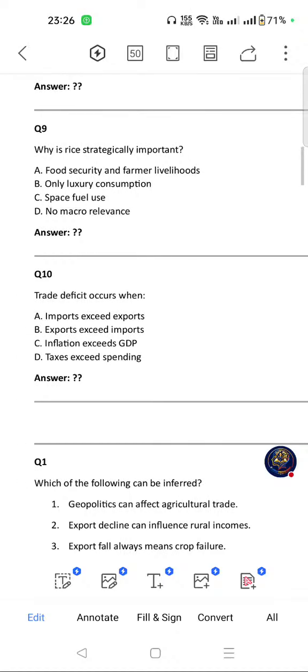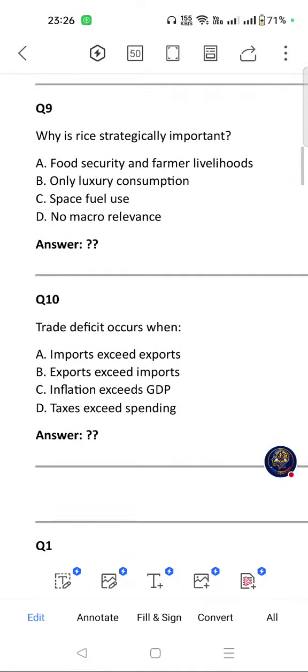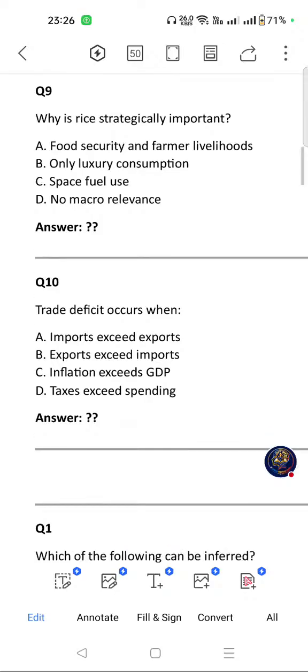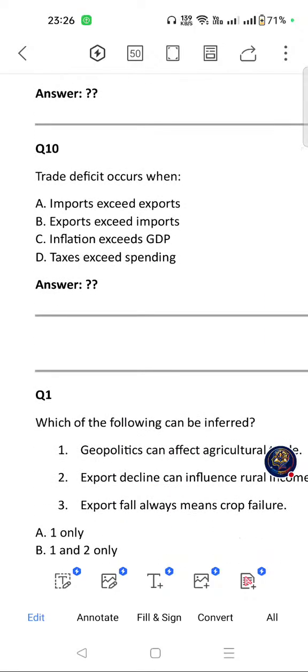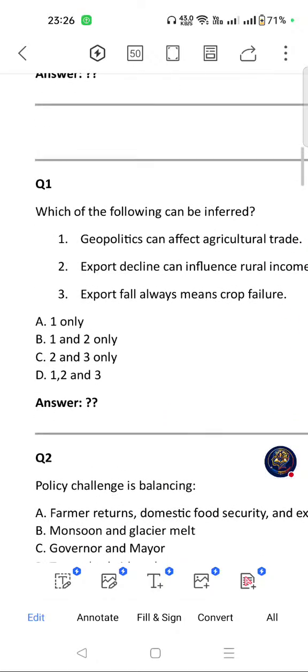Why is rice strategically important? Because food security and farmer livelihood is the correct option. First option. Trade deficit occurs when imports exceed exports. Yeah, first option is correct.